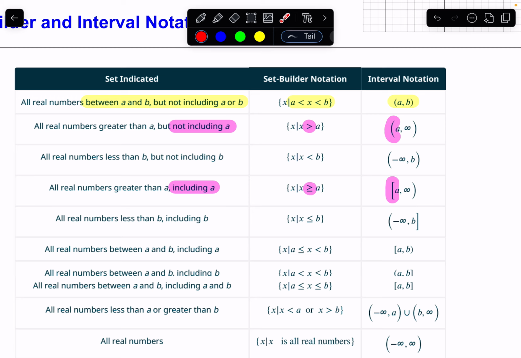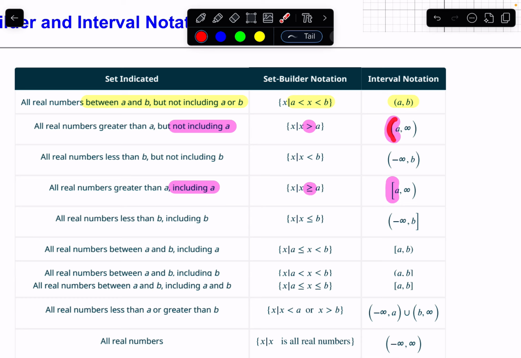If instead we look at the second one here, all real numbers greater than a, but not including a. All real numbers greater than a means we have no cap. We can go all the way up to infinity. So in our interval over here, notice the right side, instead of being a b value, is an infinity symbol because we go all the way up forever. And we still have parentheses on both sides because we have a greater than symbol with no equal sign.